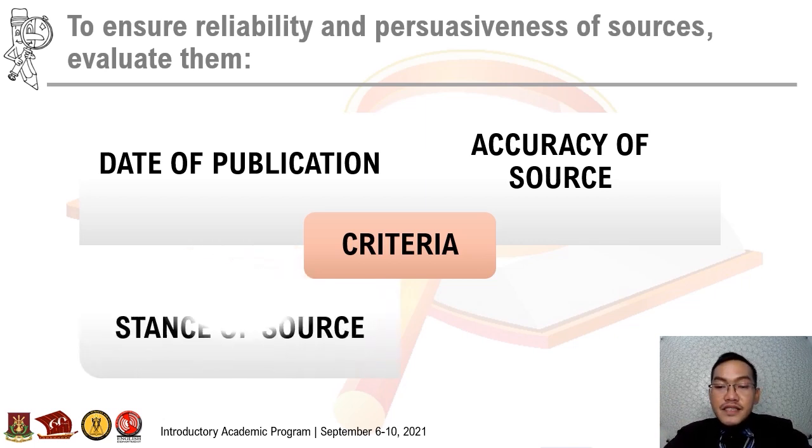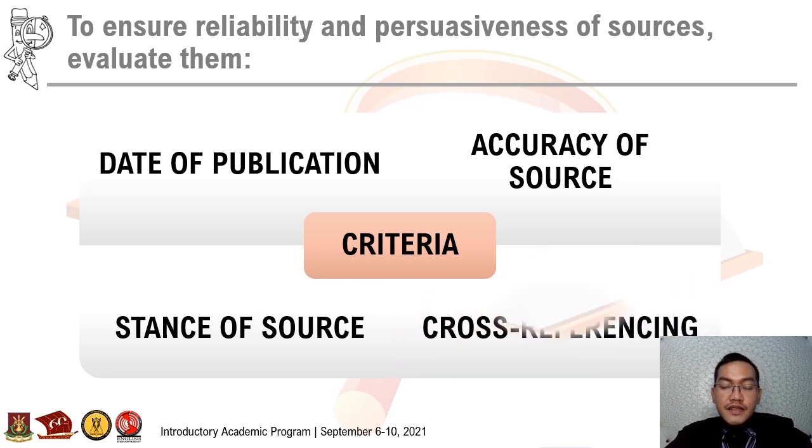Next is the stance of source. No, ano yung stand ng source na nakuha mo? Identify the source's point of view and scrutinize it carefully para alam mo kung saan ka lulugar. No? Next is, this is the last one, cross-referencing. Is the source also cited in other works? So, tingnan mo kung na-cite din ba siya sa ibang work. Because if that work is also cited by other published works, ibig sabihin, that work is reliable, or valuable. Okay.